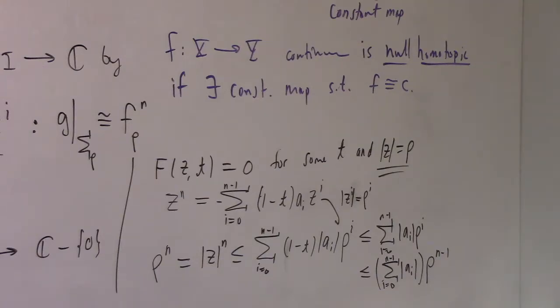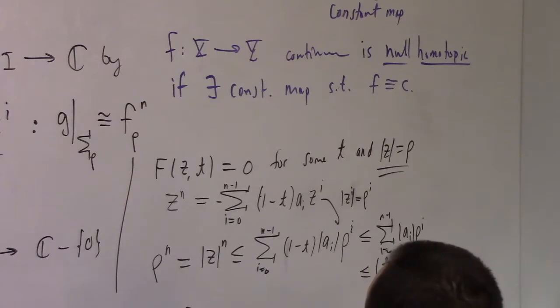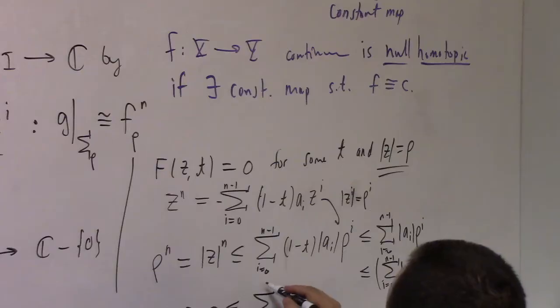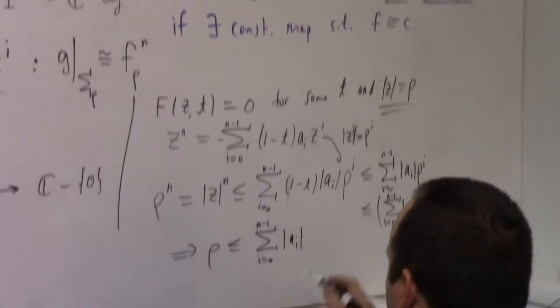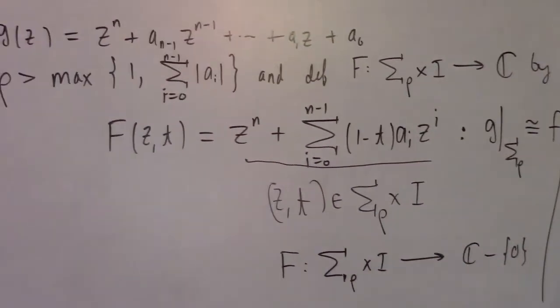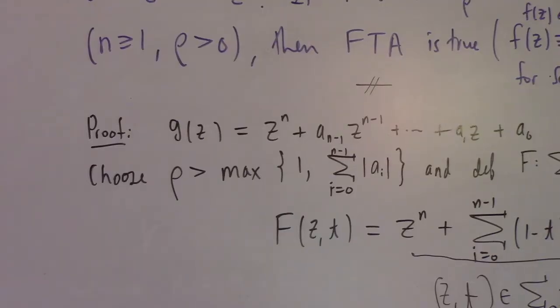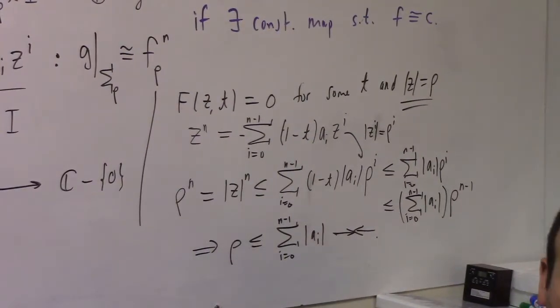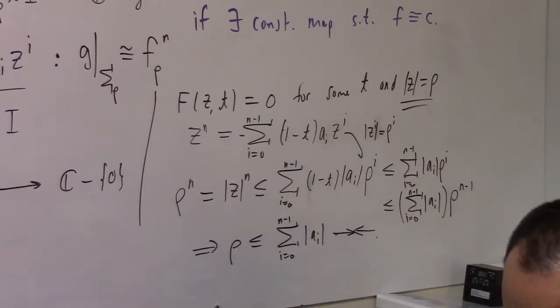Then you can cancel rho to the n minus 1 on both sides of that inequality. So that implies that rho is less than or equal to the sum i equals 0 to n minus 1, the modulus of a_i. And that's a contradiction to the construction of rho. So apparently, f of z comma t is not equal to 0. Which says what? That it's a homotopy? Okay.